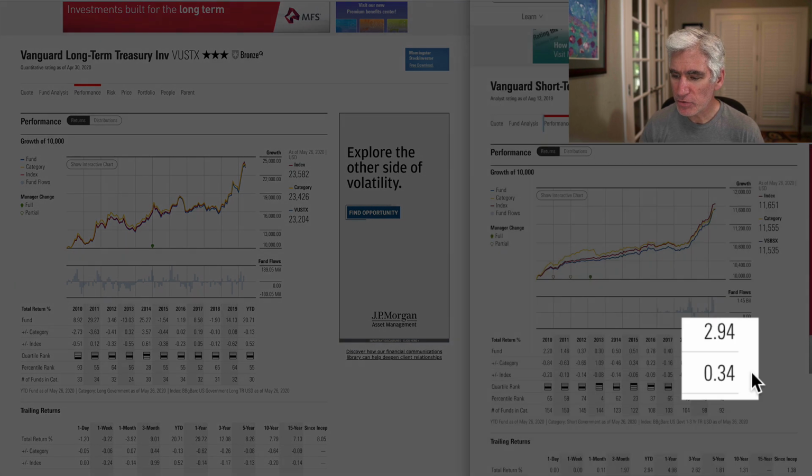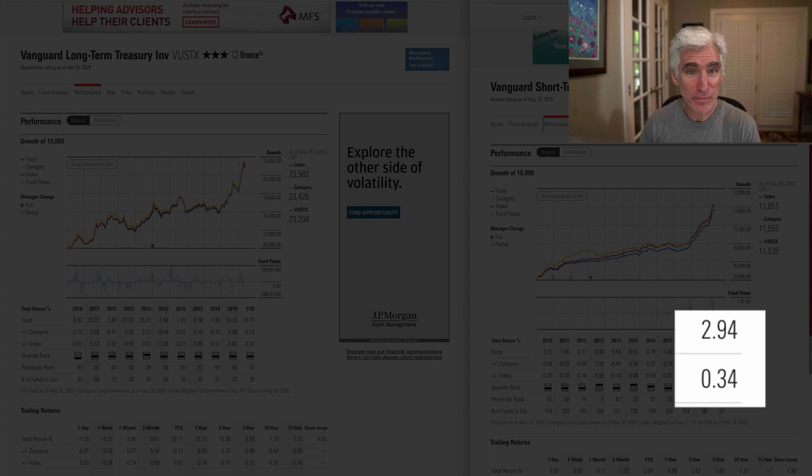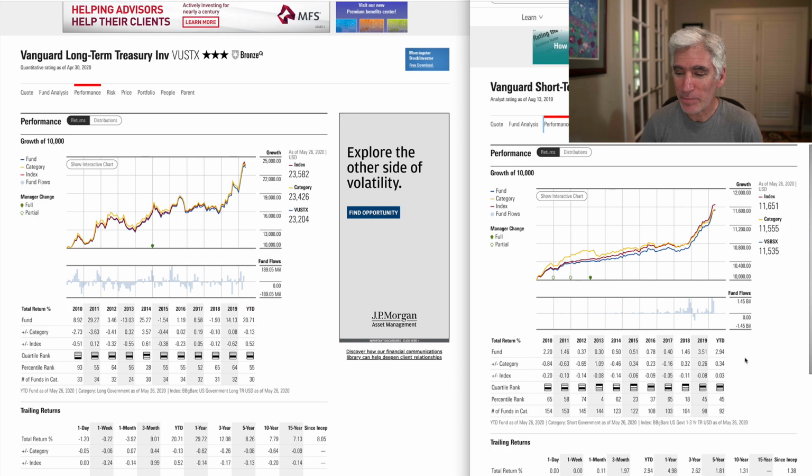That's obviously a pretty significant return in just 5 months. And the short-term Treasury fund, all things being considered, still has done okay, but obviously much, much lower, 3%. And that is consistent with, again, our understanding of interest rate sensitivity and effective duration and the effect of changes in interest rates on the value of bonds.